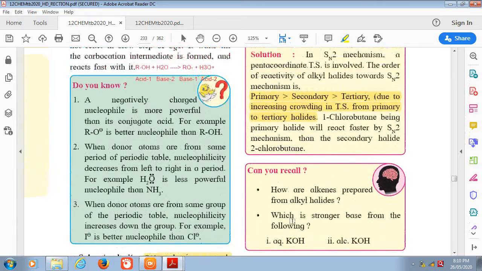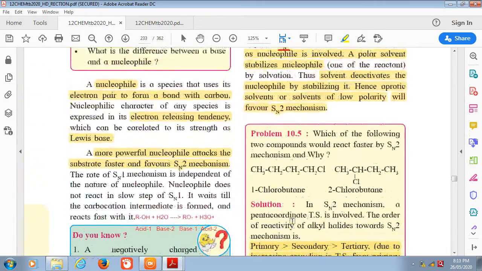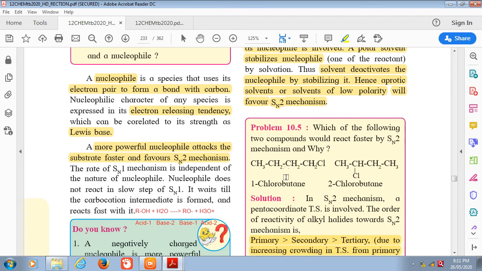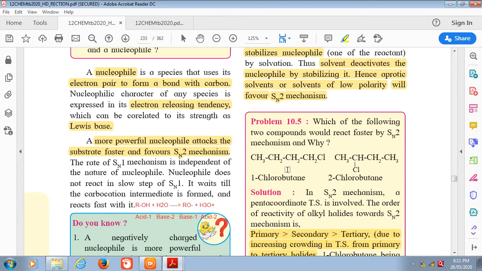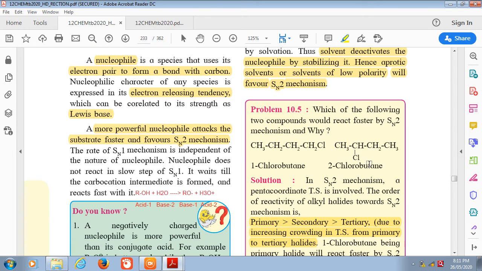If we observe our question regarding this: which of the following two compounds would react faster by the SN2 mechanism and why? This compound is 1-chlorobutane and this is 2-chlorobutane. If we remove this chlorine, the CH2 carbon carries a positive charge, and if we remove this chlorine, the CH carries a positive charge. So after removing the Cl, 1-chlorobutane gives a primary carbocation and 2-chlorobutane gives a secondary carbocation.